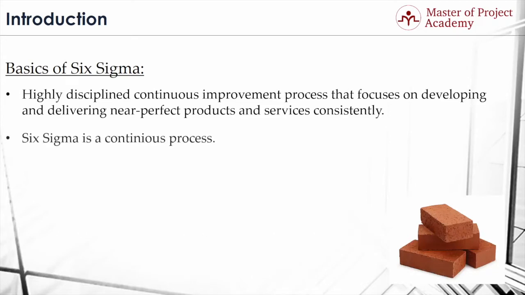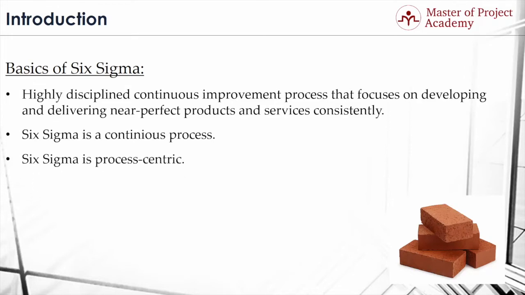Six Sigma is a continuous improvement process. The reason why it is referred to as a continuous improvement process is because it provides businesses a structured approach for analyzing how they are currently performing and how they can improve their processes to do the job efficiently and effectively on an ongoing basis. Remember, people, efficiency is all about productivity, and effectiveness is all about the quality of your work.